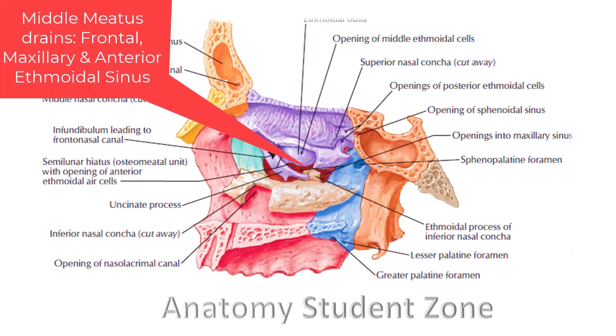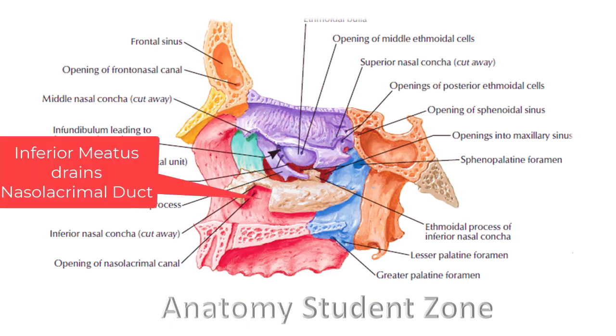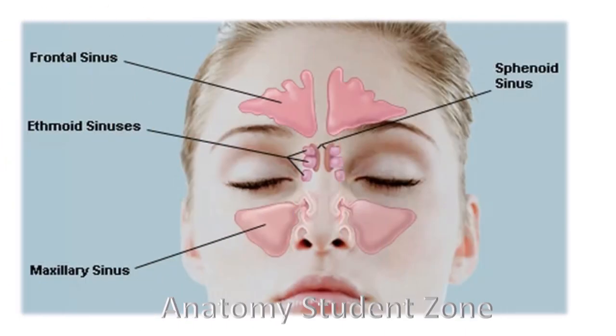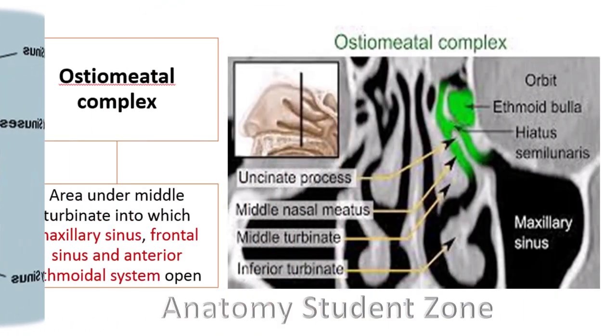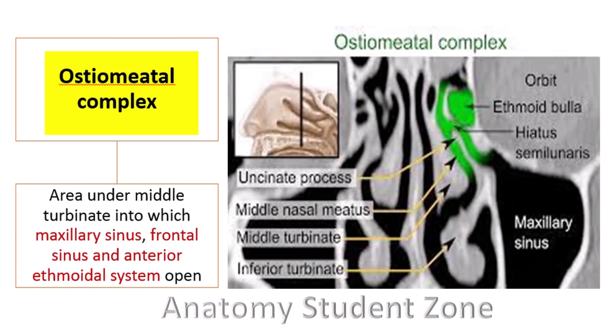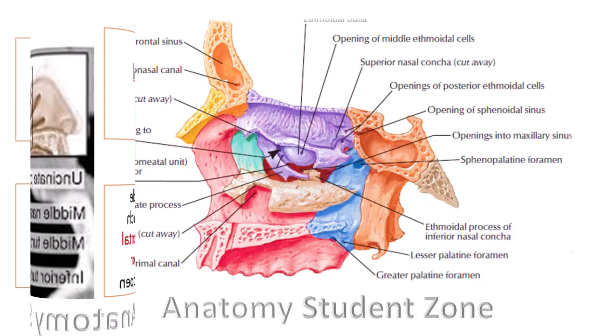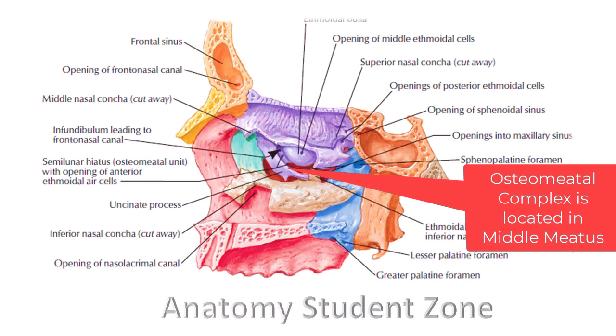And the inferior meatus drains the nasolacrimal duct, which carries the tears from our nasal cavity. So in this way, the meatus drain the ethmoidal, maxillary, frontal sinuses and the nasolacrimal duct. Lastly, I will cover the osteomeatal complex. The osteomeatal complex is very important clinically because it is a critical functional unit located in the middle meatus. So remember, this osteomeatal complex is located in the middle meatus.